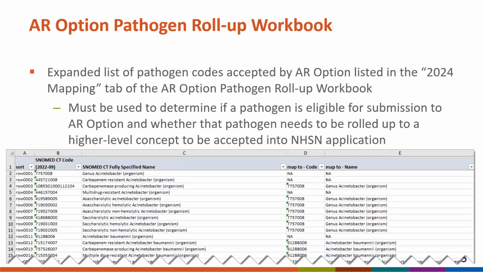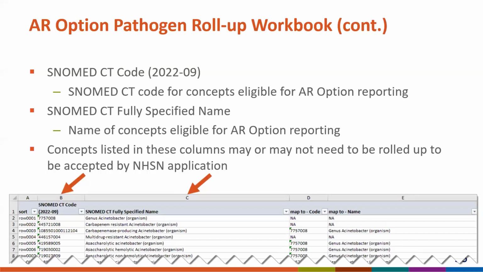So the AR option pathogen roll-up workbook is an expanded list of pathogen codes accepted by the AR option, and these are listed in the 2024 mapping tab. This workbook must be used to determine if a pathogen is eligible for submission to the AR option and whether that pathogen needs to be rolled up to a higher level concept to be accepted into the NHSN application.